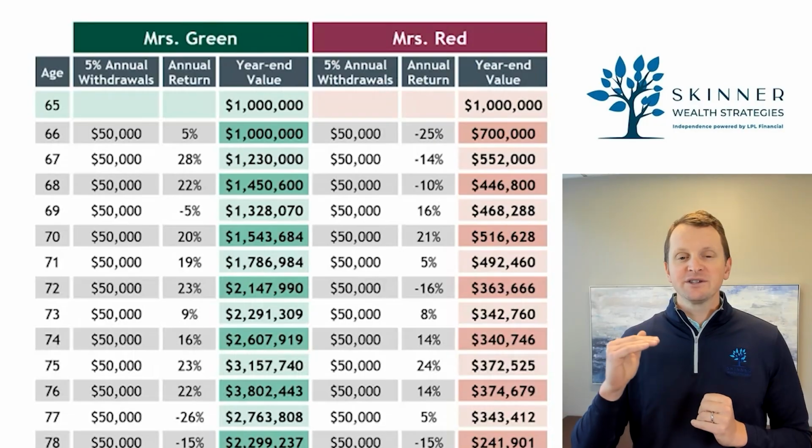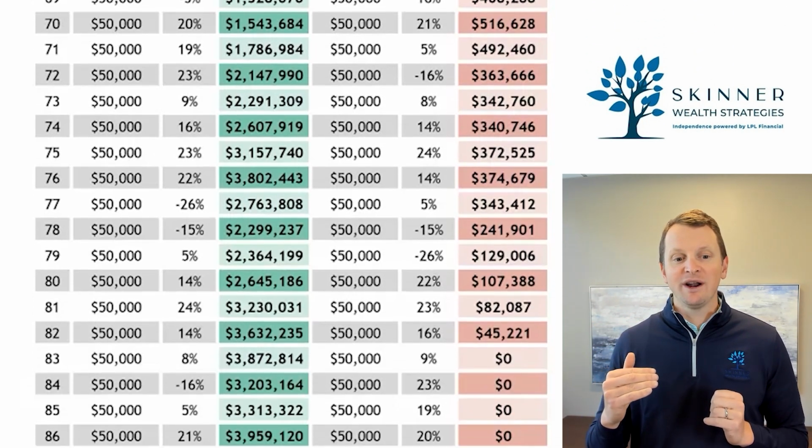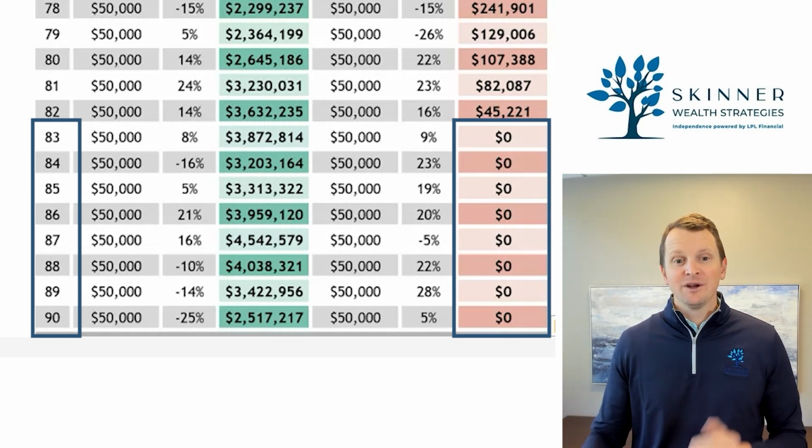The difference between Mrs. Red and Mrs. Green is the order in which those returns are realized is inverted for Mrs. Red, and it's the opposite for Mrs. Green. Mrs. Red has 3 straight negative years at the beginning of her retirement. She doesn't alter her behavior, but she has 3 straight down years at the very beginning of retirement. That leaves her running out of money after age 82. That's a big deal.